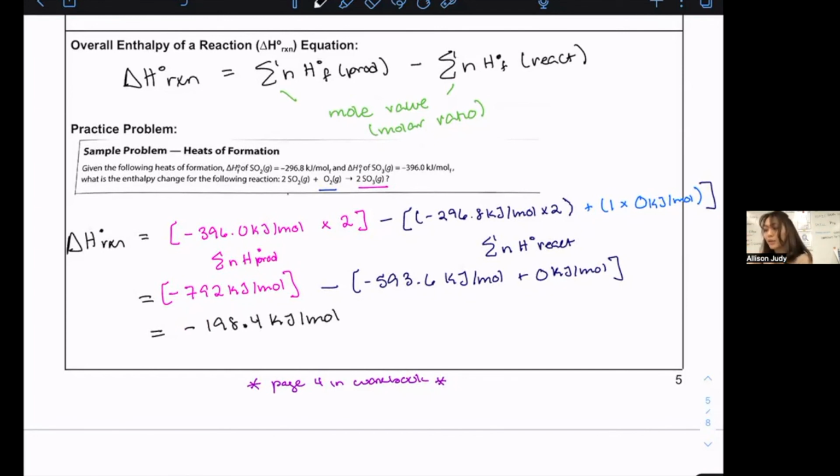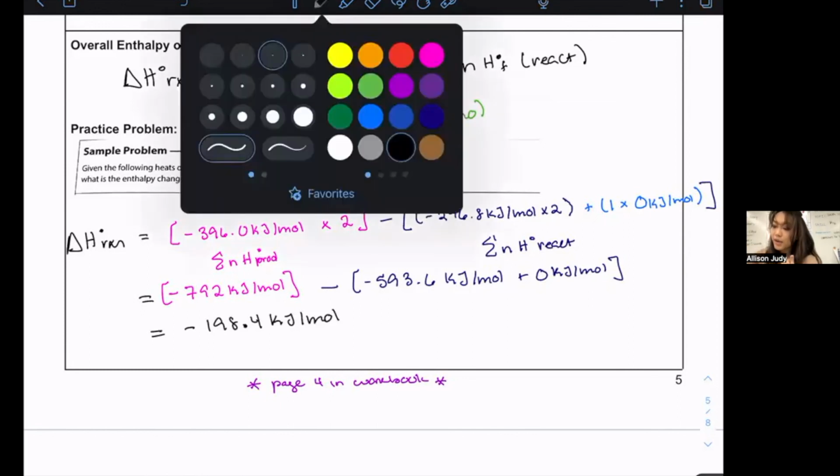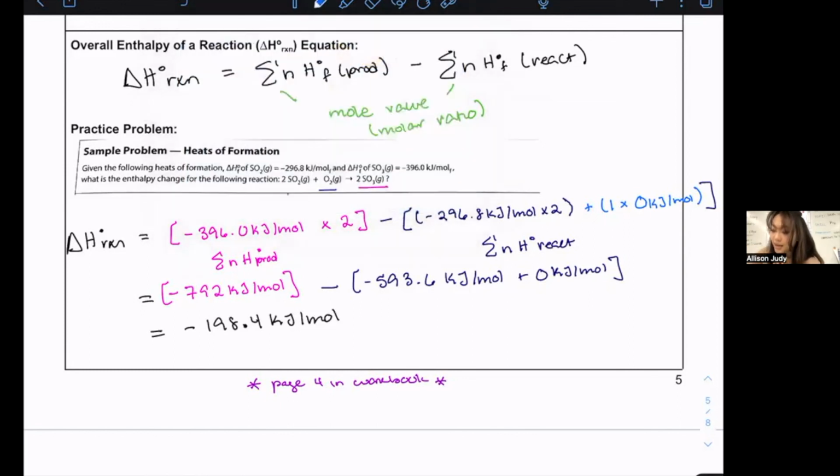So go ahead and go to page 4 in your workbook and try out more of these problems. If you can do math, and as long as you can keep yourself in order of what's a product and what's a reactant, and you pay attention to the sign values, you'll be fine. And by the way, just to review, this is an overall exothermic reaction because we have an overall negative sign value.